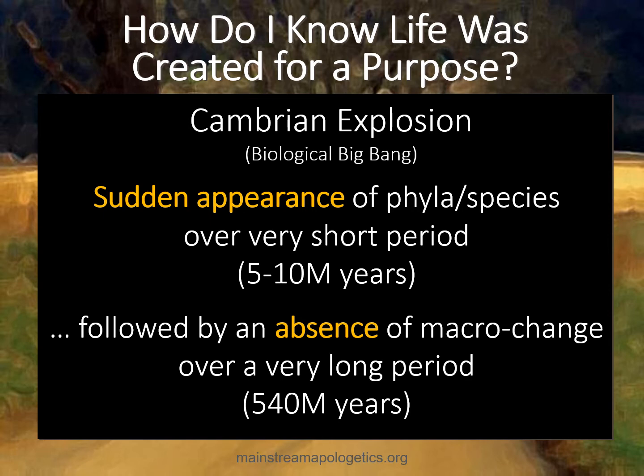From the fossil record during the Cambrian period, we observe the following key characteristics. First is the abrupt and sudden appearance of defined phyla and species over a very short period of 5 to 10 million years, with no transitional intermediate species. This type of biological activity is referred to as saltation.